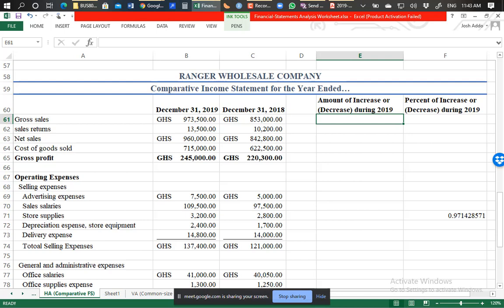So Rosemary wants to help us with how we will calculate the change for the two periods. You compare the figures that they've given, and the difference between the two. So speak in specific terms. The statement is right before you, so speak with reference to the statement. For instance, when you take the gross sales, 973,500 in 2019, then 853,000 in 2018. Then the difference between the two, you see that there was an increase.